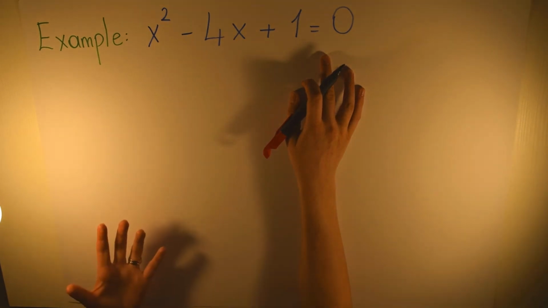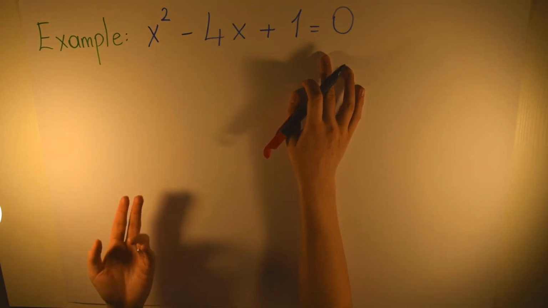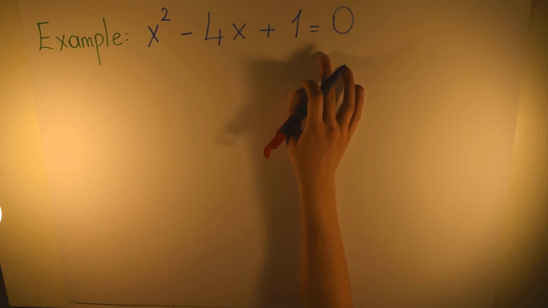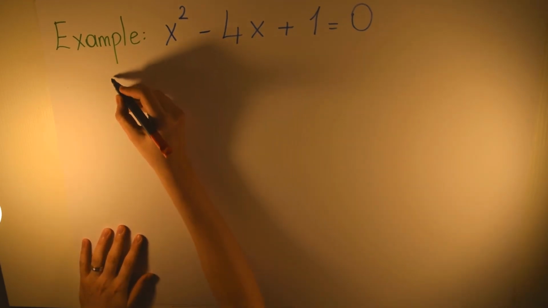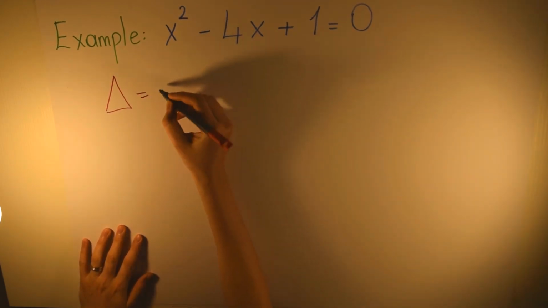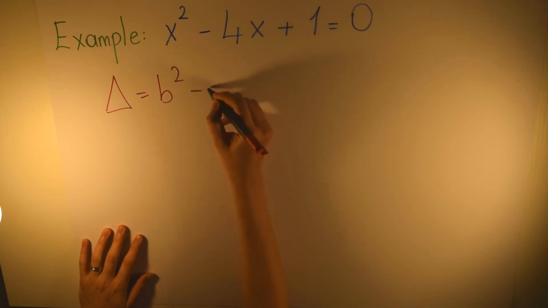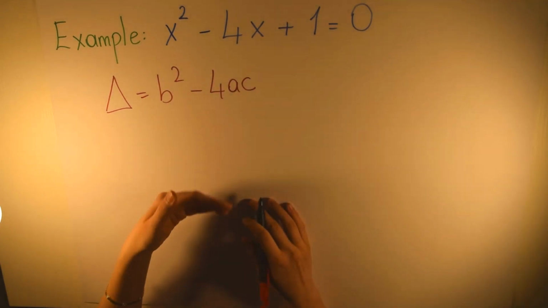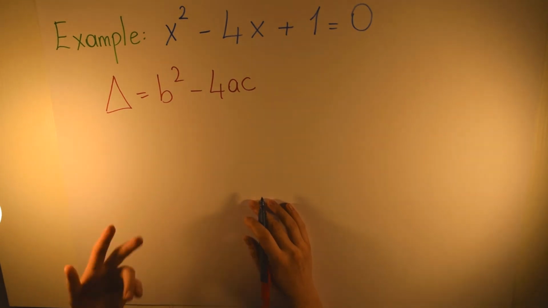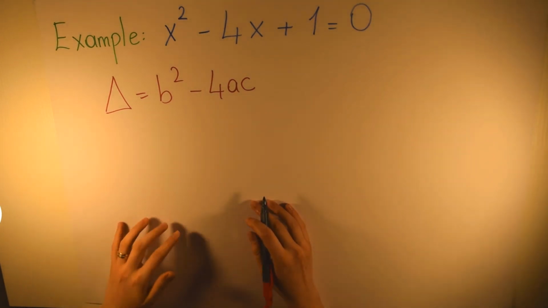So what you should do, you should apply the quadratic formula. In order to apply the quadratic formula, first you need to find your discriminant, right? So what was our formula for that? It was b squared minus 4ac. So let's see if we have real solutions for this equation.